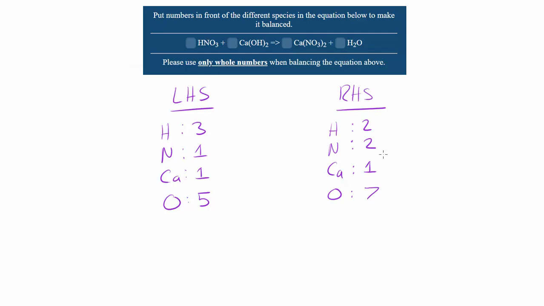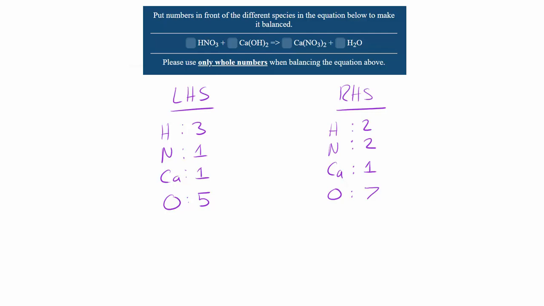This is the audit of the equation we were initially presented with. As you can see, we don't have much of a balance. The hydrogens are not balanced, the nitrogens are not balanced, the calciums are balanced, and the oxygens are not balanced, okay?